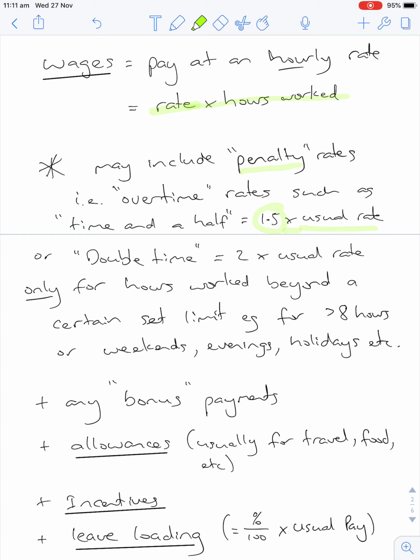But you've got to read your questions really carefully. It's not a set thing. It varies from workplace to workplace depending on the agreements and the awards under which you work. So read your questions carefully. But if you had double time, then you're just going to do exactly as the name implies. You're going to double your normal rate.